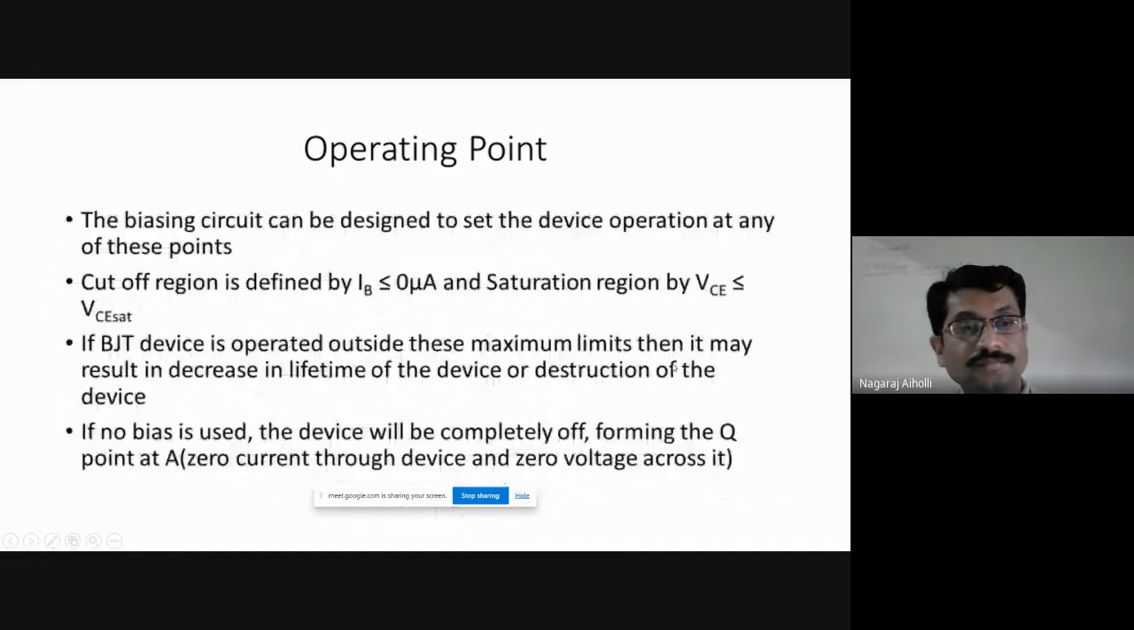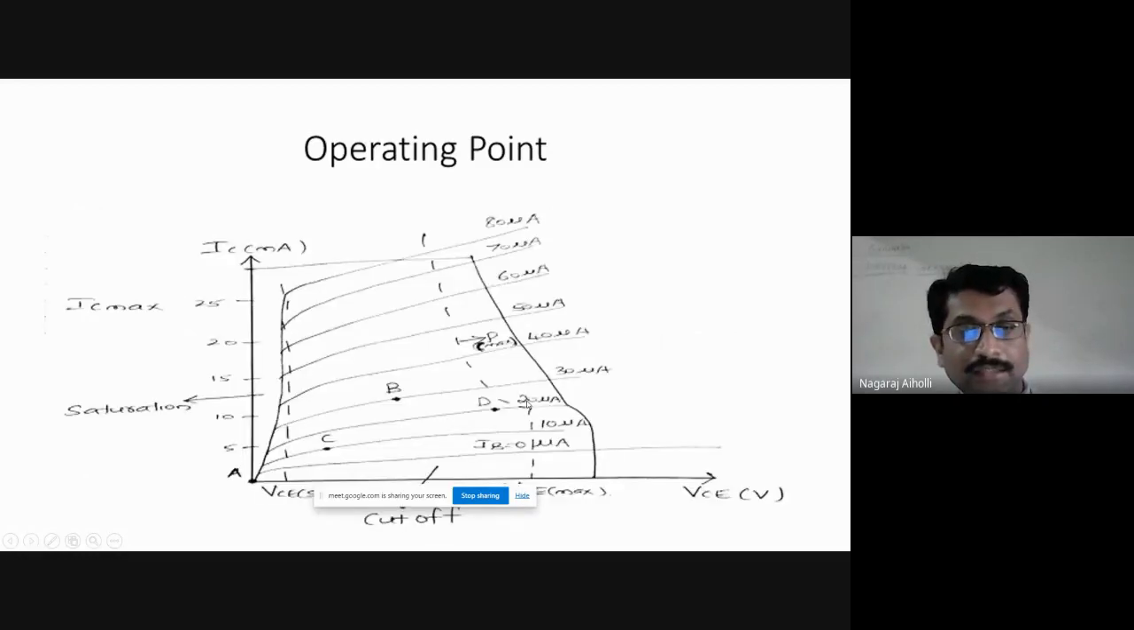If no bias is used, the device will be completely off. If no biasing is applied, the device will be completely off. Because of this, zero current and zero voltage will be there in the transistor, and the Q point is formed at point A. Q point is at point A, that is here at this point.